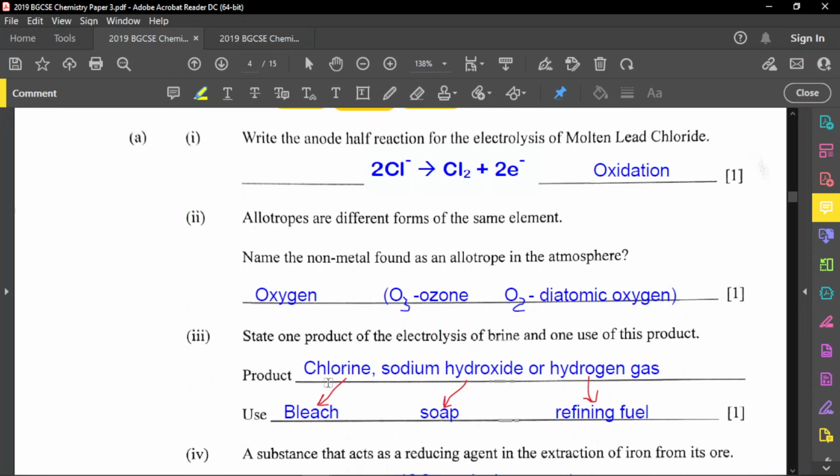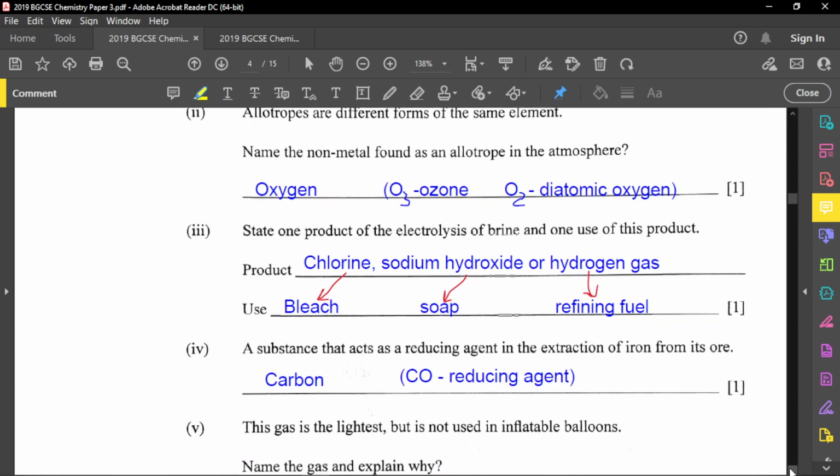And so if you get chlorine, the chlorine can be used to make bleach, for example. It can also be used in pesticides as well. Sodium hydroxide can be used to make soap. Hydrogen gas can be used to refine fuel. Sodium hydroxide can also be used to make dyes and in paper production. Hydrogen gas, as mentioned, can be used in refining fuel and also to make fertilizers. All right, so there are many uses. Once you have any suitable use, then you should be fine.